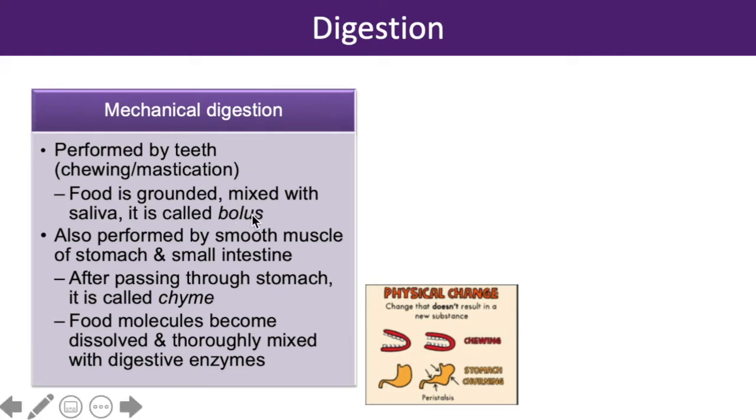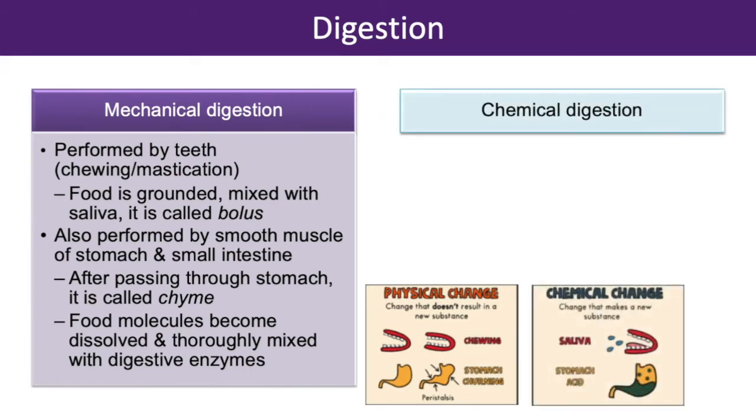After passing through the stomach, the bolus again will undergo another mechanical digestion by the smooth muscle of the stomach and small intestine. The product of digestion is called chyme. In the intestine, motility of the small intestine will mix the chyme with digestive enzymes and pancreatic secretions.